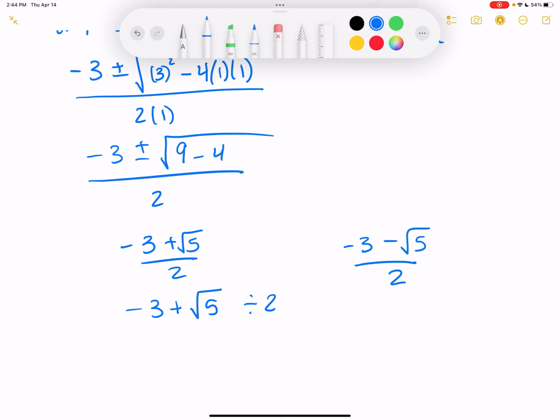When I did that, I got negative 0.38. Oh, I got that. I just thought I was wrong. I remember how I got it. Okay, so that's one of them. Negative 0.38 is the first one. But now we have the one that is minus that.